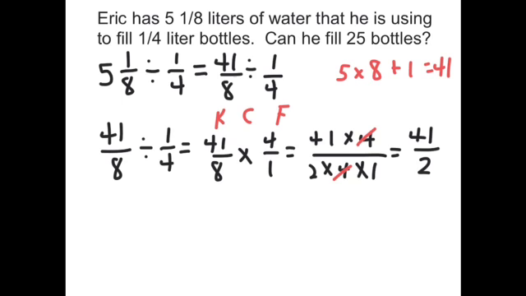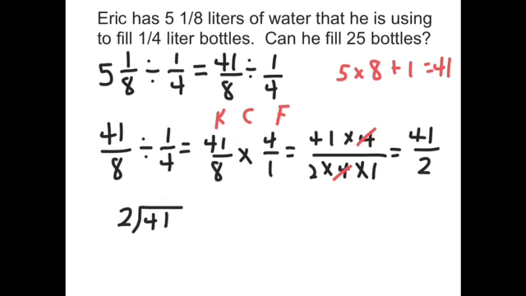Hold on just a minute. What are we trying to do? Can he do the 25 bottles? That's the focus. And I've got this improper fraction, so it's time to convert back to a mixed number. It's division time.